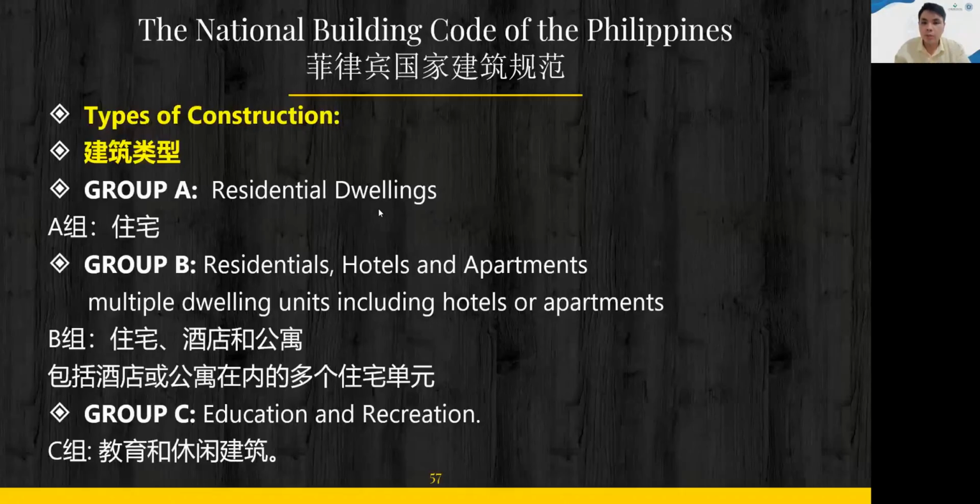So the building code also provided a classification of structures depending on the occupancy or use of the structures with the purpose of providing minimum requirements and ensuring safety. So residential dwellings are categorized under Group A. Multiple dwellings such as hotels and apartments are categorized under Group B, while educational institutions are classified as Group C.